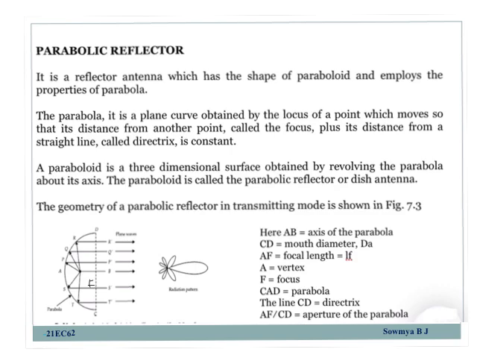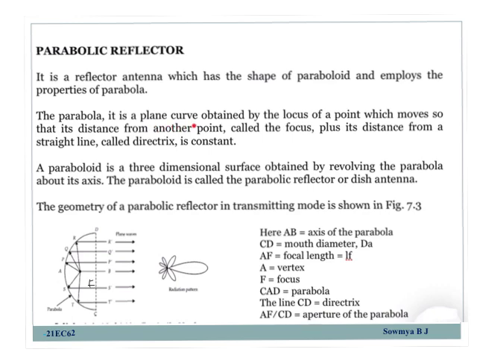This is the reflector that we need to learn with respect to the syllabus of microwave and antennas. The type of reflector antenna is the parabolic reflector. Let us have an understanding of this parabolic reflector antenna. This is a reflector antenna which has the shape of a paraboloid, and it employs the properties of the parabola. As you can see here, this is in the shape of a parabola, and it employs the properties used by the parabola. The same properties are applicable for this parabolic reflector as well.